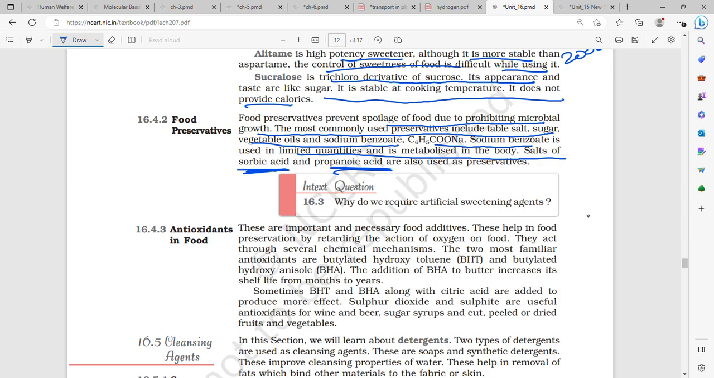Antioxidants in food. Antioxidants are important and necessary food additives. They help in food preservation. They retard the action of oxygen on food.